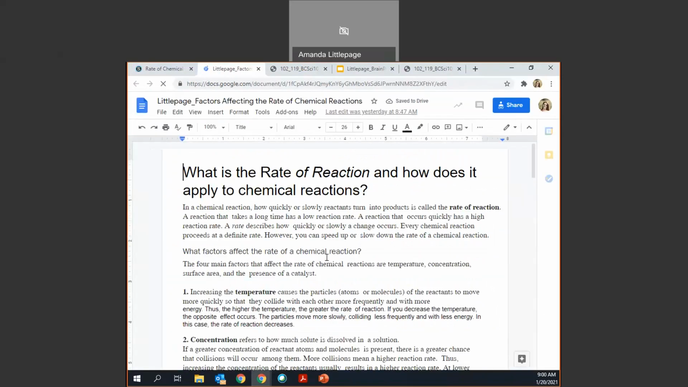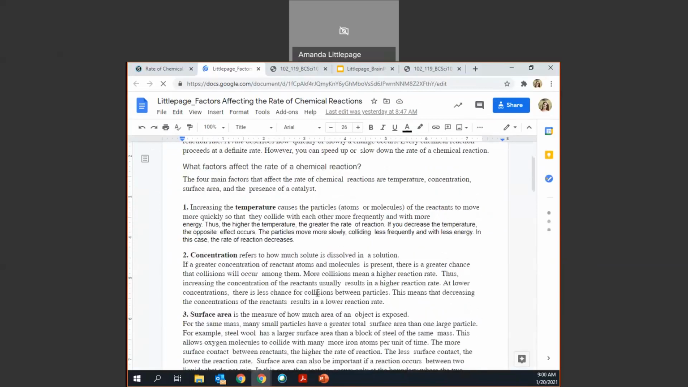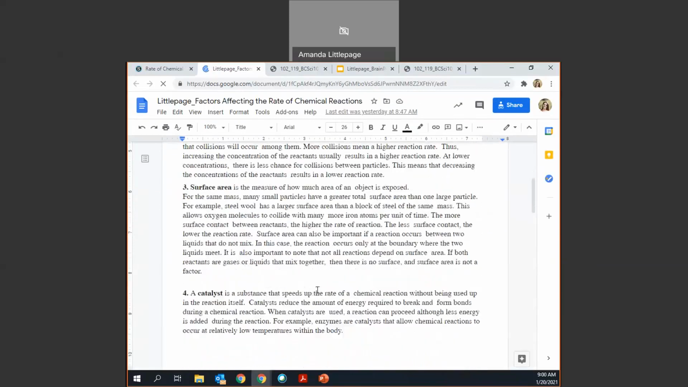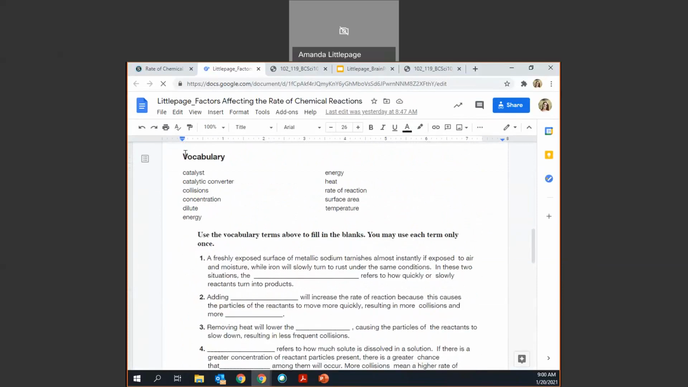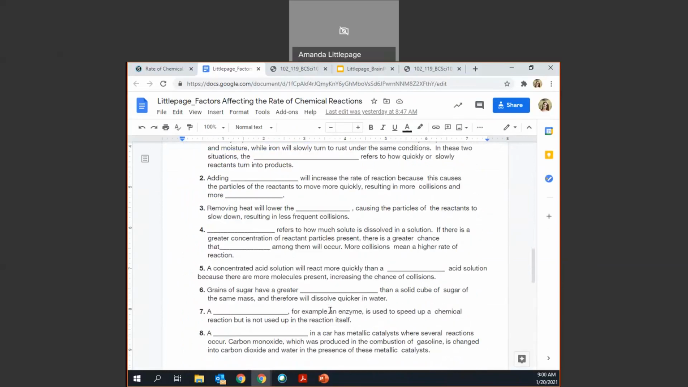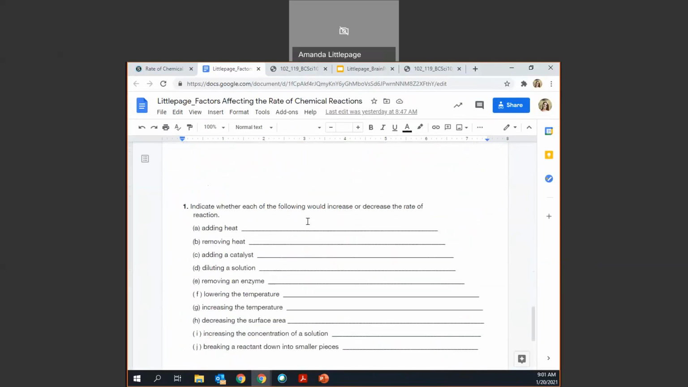Now, in the Google Docs, I also have the reading assignment. I just also included the PDF so you guys could have both. So when you scroll down, this is where you will complete the vocabulary. You will use these terms to fill in the blank. And then you will indicate whether each of the following would increase or decrease the rate of reaction.